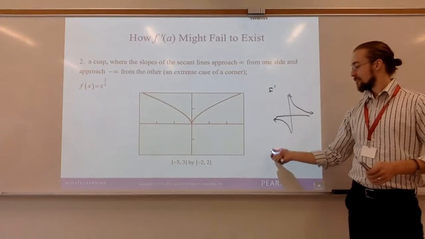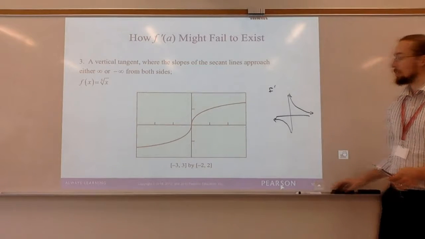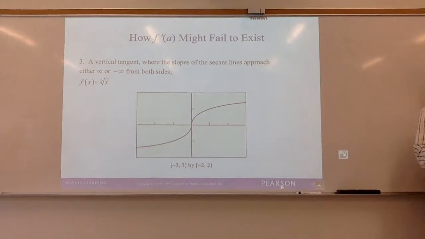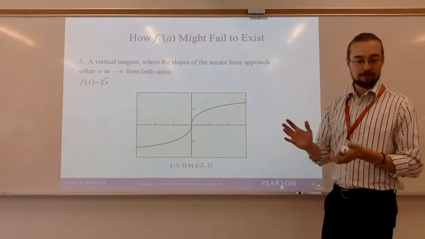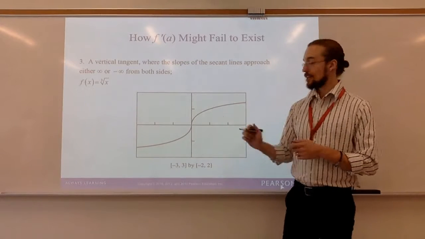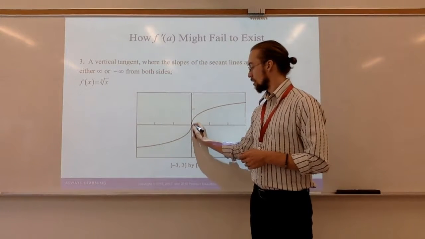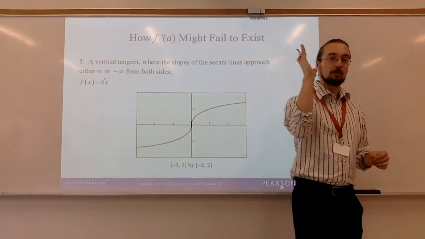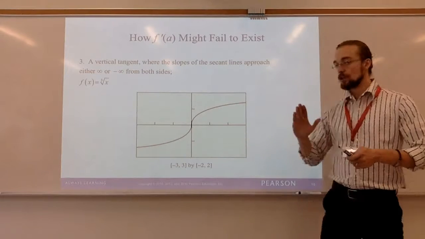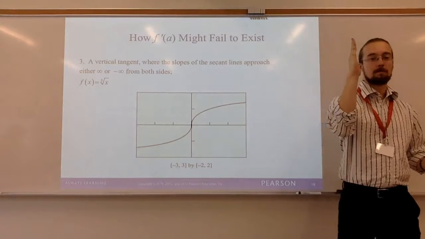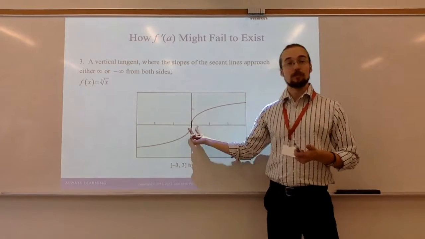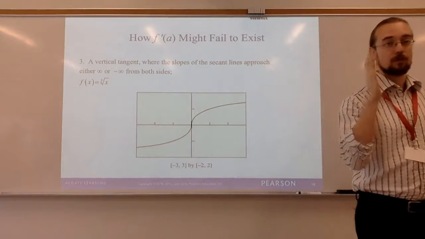Fantastic. Okay, the third way that a derivative might fail to exist is if we have a vertical tangent line. If any place on the graph has a vertical tangent line. So right here, in this case at x equals 0, if I were to draw my tangent line in there, it would be completely vertical. If you think back to Algebra 1, what's the slope of a completely vertical line? Undefined, right? That's why our derivative is undefined if we have a vertical tangent line.